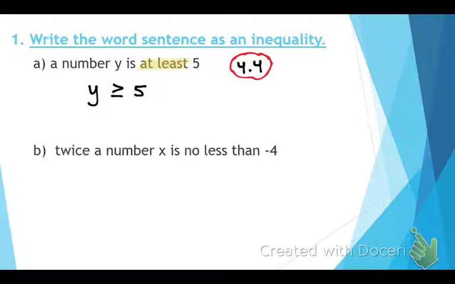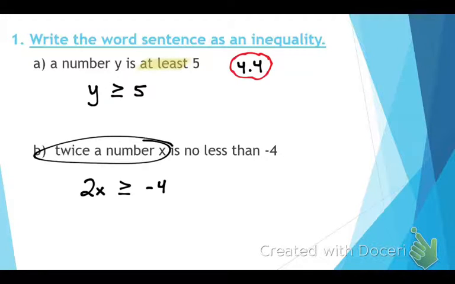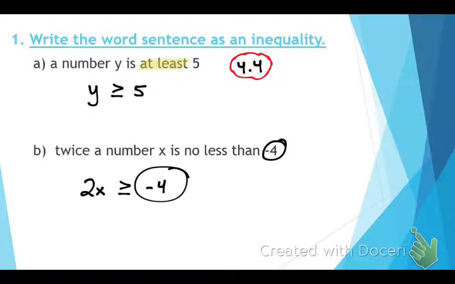Who would like to do problem B for me? All right, Zariana, go ahead. 2x is greater than or equal to negative 4. Okay, so twice a number x is written as 2x. Very good. We know that negative 4 is the number that we need to write.